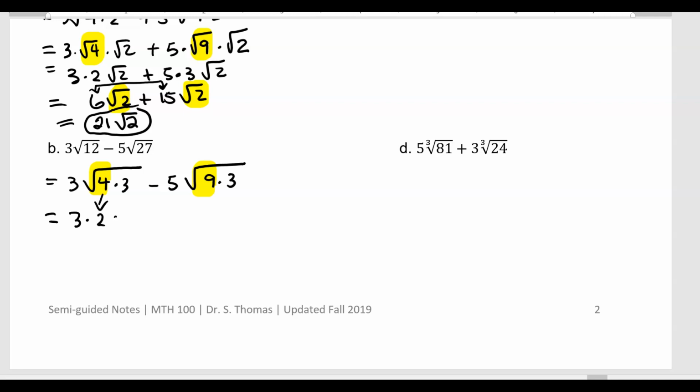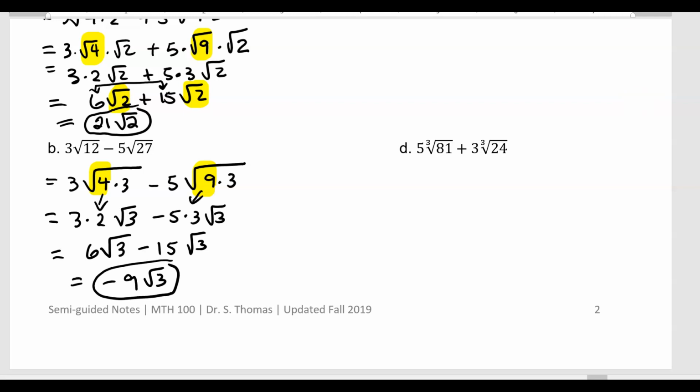The square root of 4 is 2. That 3 remains under the radical. And then the square root of 9 is 3. The other 3 remains under the radical. So 6 square root of 3 minus 15 square root of 3. That is negative 9 square root of 3.